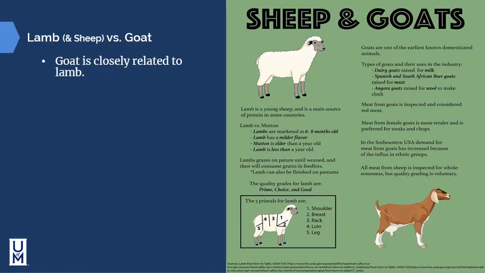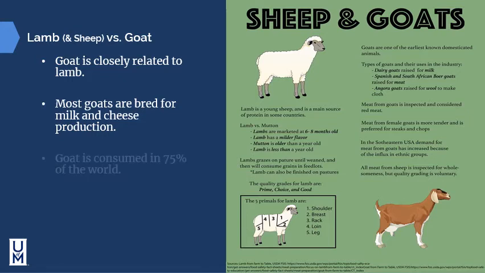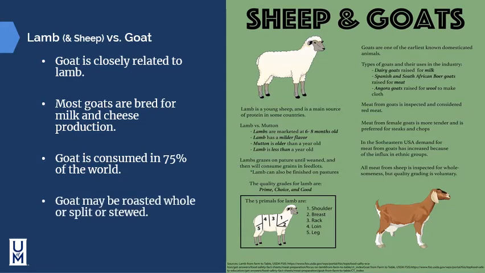Lamb is very closely related to goats. Most goats are bred for milk and cheese production. Goats are consumed in 75% of the world, and goats may be roasted whole or split or stewed. A couple of the main reasons that you can see from this chart and how to easily identify a goat from a lamb is that the lambs or the sheep have a tail that turns down, whereas goats have a tail that turns up. That's a very quick identifier. But lamb is young sheep and is the main source of protein in a lot of different countries.